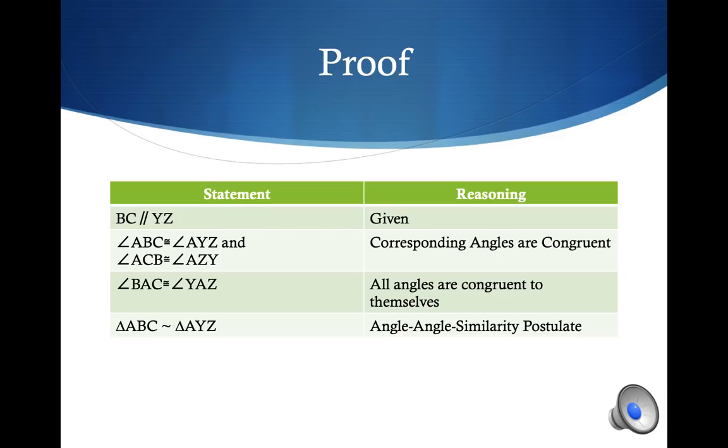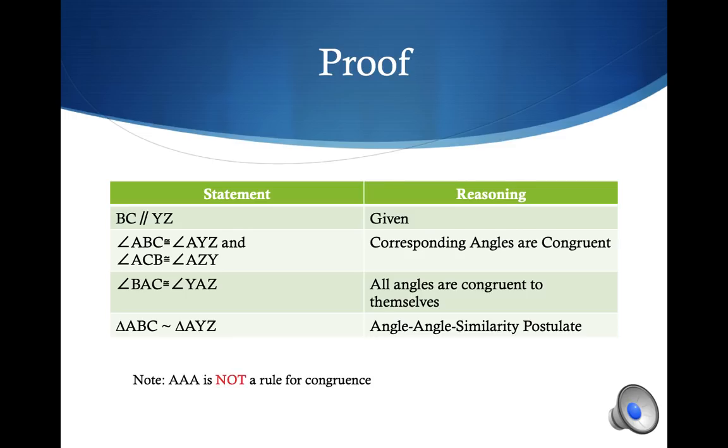This next line is not necessary, however I think it's good to point out that since the two triangles share an angle at point A, angle BAC is congruent to angle YAZ, or in other words, all angles are congruent to themselves. The reason I say that we don't need that last point is because the similarity postulate is only angle-angle, not angle-angle-angle. Recall that the interior sum of angles in a triangle is always 180. Thus, if you know that two of the three in both are the same, it must be the case that the third is the same as well.